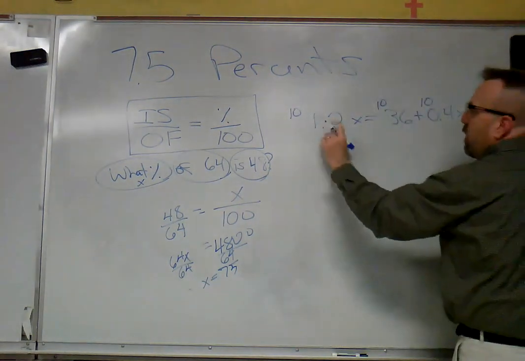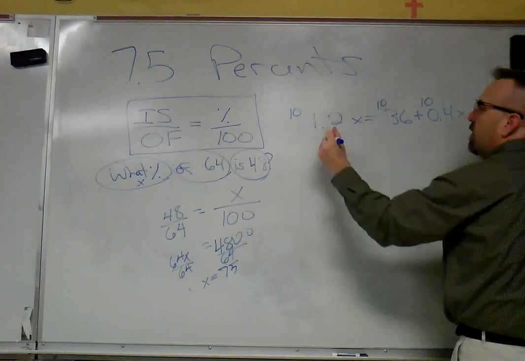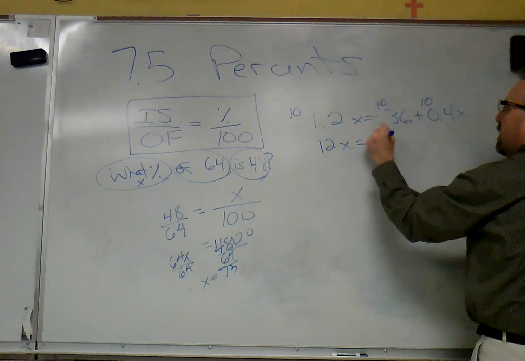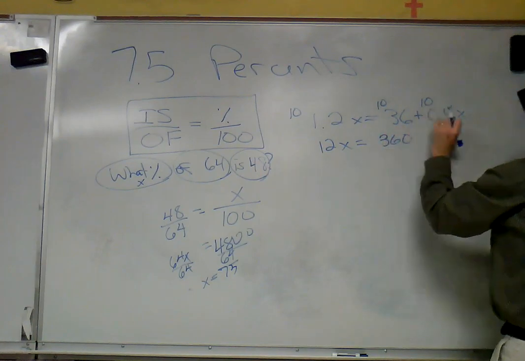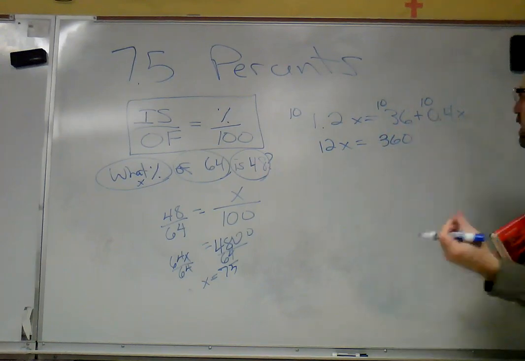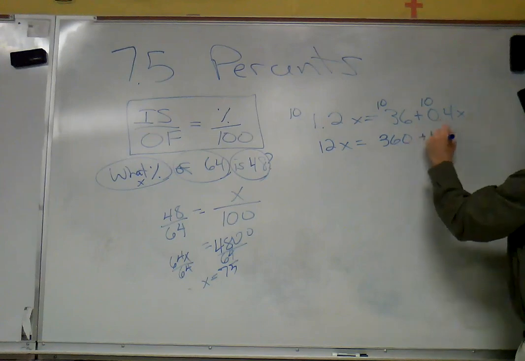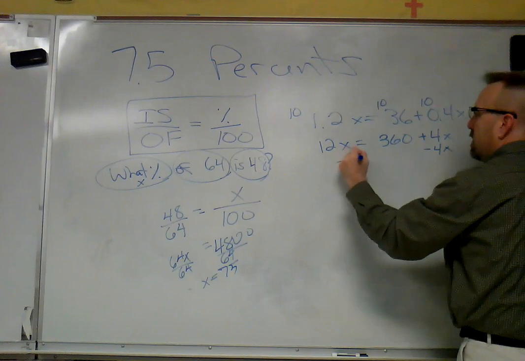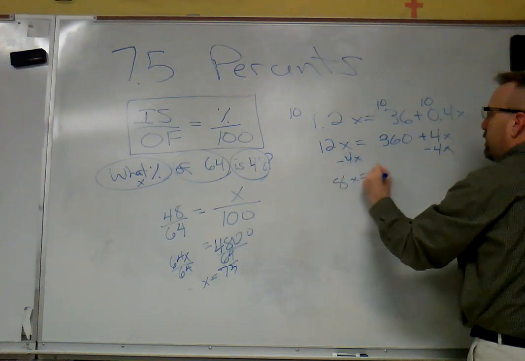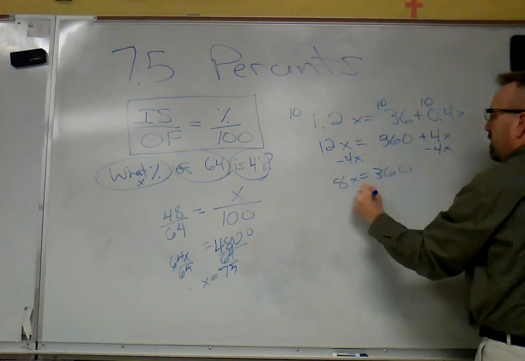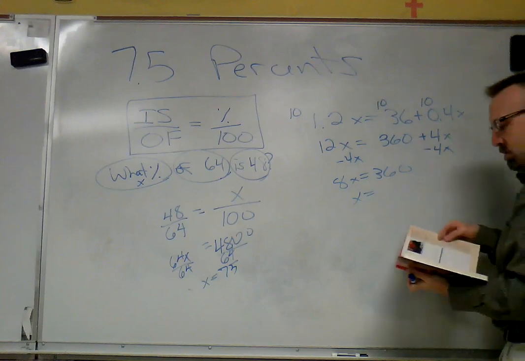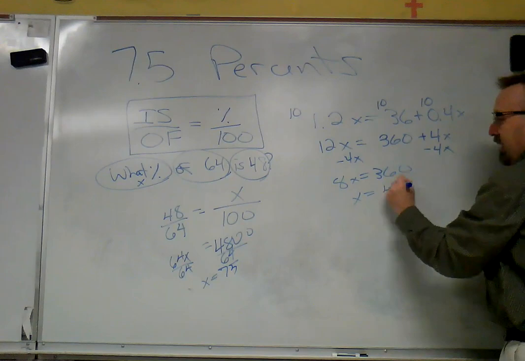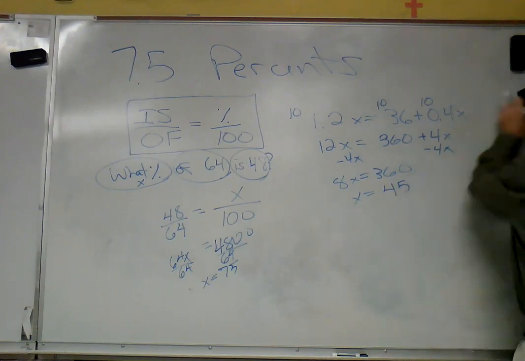So if we multiply 1.2 times 10, we would move our decimal over and get 12x, 360. 0.4 or 4/10 times 10 would give us 4. So now we can move x across. Get 8x equals 360. X equals, anybody else pop their head? 5. We're done. Okay, let's do one more of those.